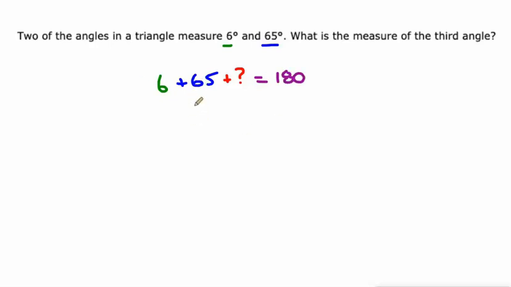All right, well, the 6 and the 65, that's 71 of the 180. So we'll just subtract 71 from 180, or from both sides of this equation. And we end up with 180 minus 71 is 109, 109 degrees.